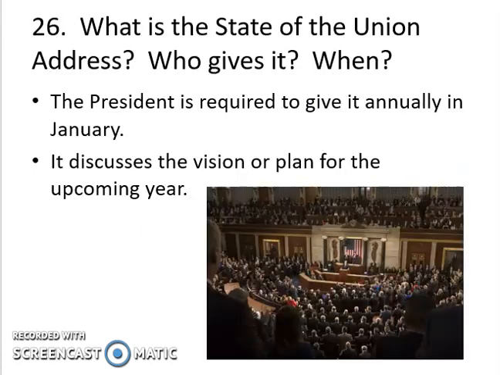Question 26 is, what is the State of the Union, who gives it, and when? So the president is required to give it annually in January.